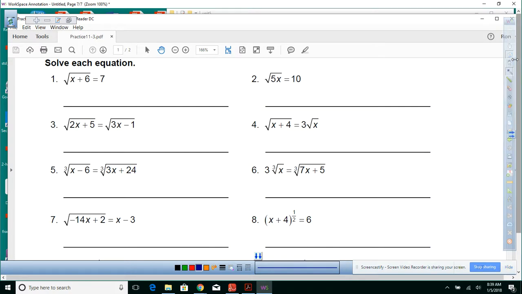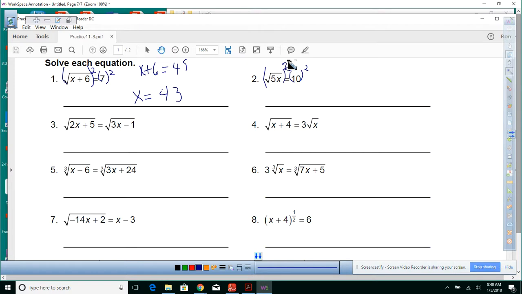All right, if we square both sides, that gets rid of the radical, and we can solve for x. So let's square both sides. Squared and squared. And that's going to give me x plus 6 equals 49. Then I'm going to subtract 6 from both sides, and I get x equals 43.